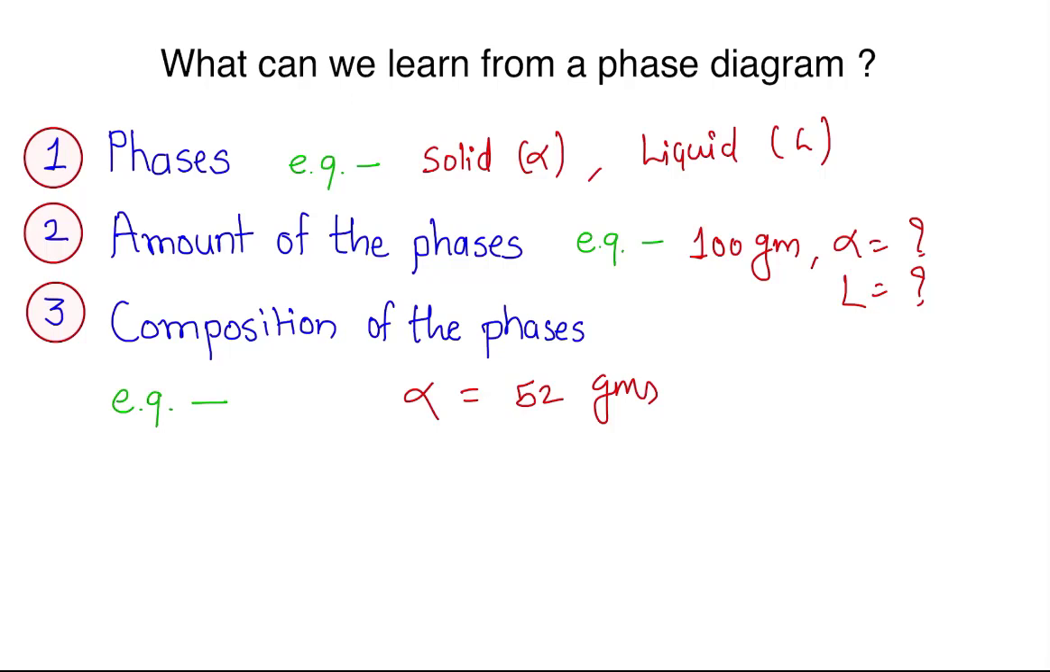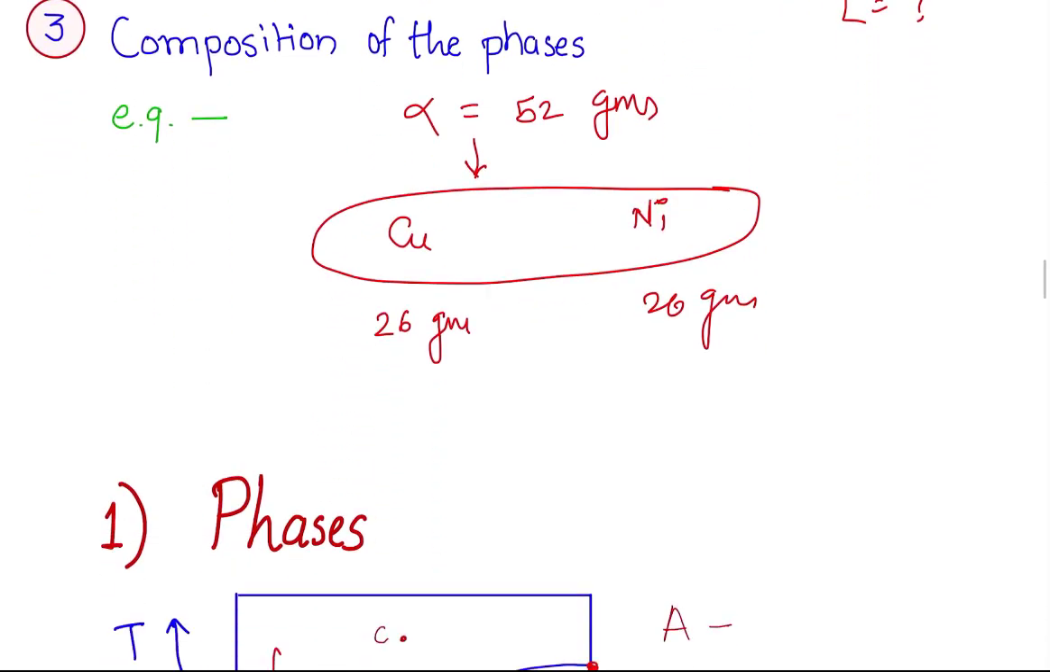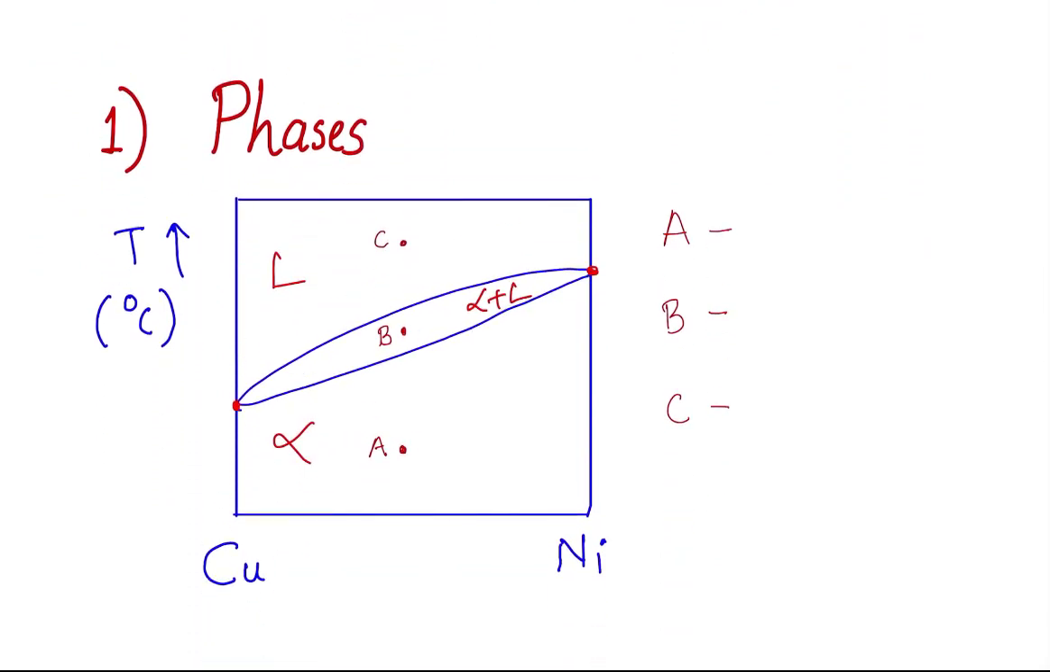So if we have 52 grams alpha, in alpha we have Cu and nickel, that is a solid phase. Out of this 52 gram, how much copper is in a solid state, how much nickel is in a solid state, this we can tell. Suppose for example 26 gram is solid copper and 26 gram is solid nickel. So we can find out these things from a phase diagram. That we will see now one by one.